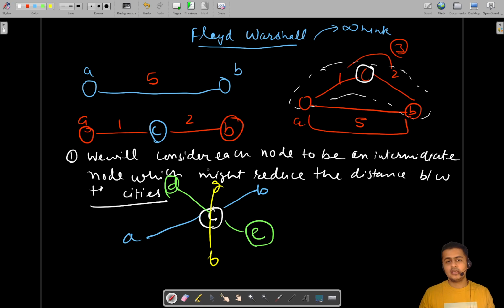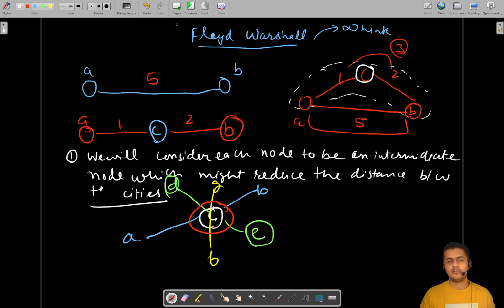So as you can see, there are a number of paths that might be going through C, and C might be acting as an intermediate node for n number of pairs of cities. Not exactly equal to the number of vertices necessarily, but you can see that C can act as an intermediate city for many pairs of cities. So we will consider this kind of possibility. Let me change the color here. This kind of possibility for a city to be an intermediate city between all the possible pairs of cities, source and destination, and we will optimize our distance array.